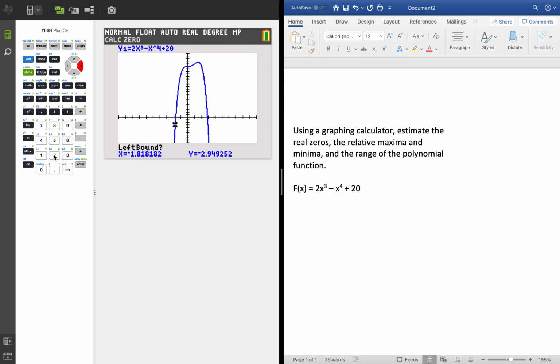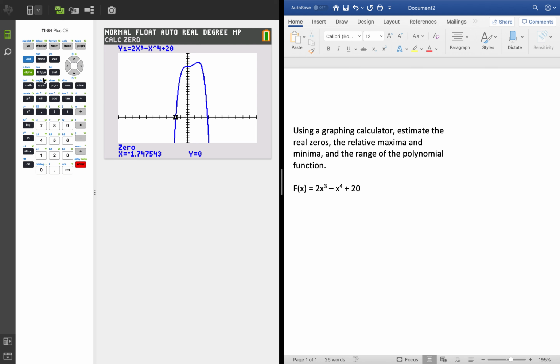The calculator is asking you for left bound, which means you're on the left side of it, which I am, so hit enter. Then it says right bound. I'm going to hit my right arrow key to go to the right side of the zero, or the x-intercept. Remember, the x-intercept is the zero. I'm looking for that point right there. Hit enter again. It says guess, hit enter, and there's my zero, negative 1.74. Now your book's going to ask you to go to 3 decimal places, so we would say negative 1.748, and that would be our zero.